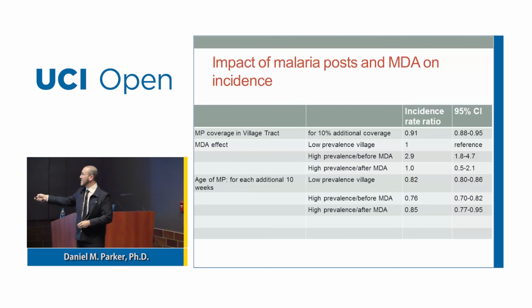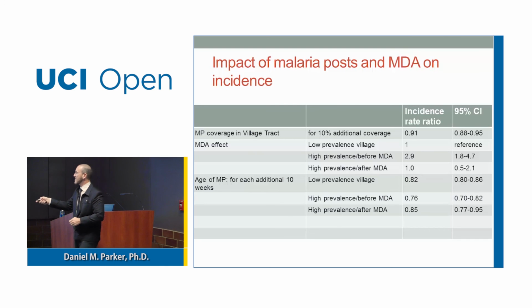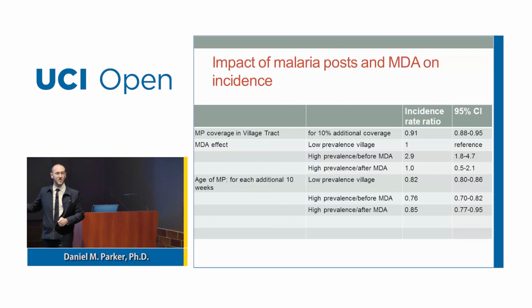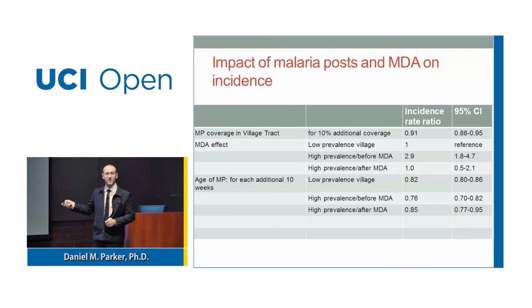For the MDA, you can see that in low prevalence villages, we don't do MDA in those. So there's no effect, that's your reference. But in high prevalence villages before an MDA, you have almost 3 times the incidence as compared to a low prevalence village. And then after MDA, we've brought it down to what a normal village would have before. So MDA makes a high prevalence village look like a normal prevalence village.